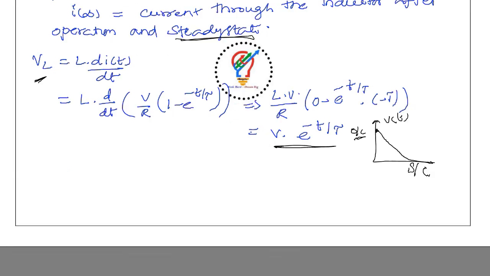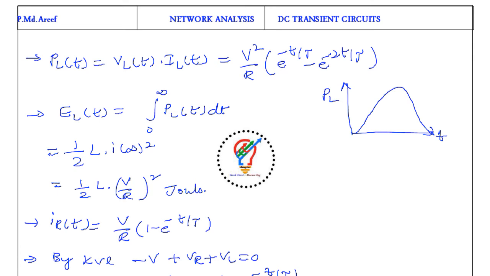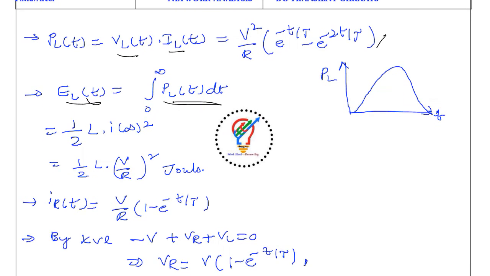Now, power across the inductor. So VL of t, IL of t. We derived these two formulas, and from this we get this equation. Again, we can observe that power is decaying 2 times faster than the charging of the capacitor. Sorry, the inductor. EL of t is nothing but the integration from 0 to infinity of PL of t into dt. So from this condition, we get the energy across the inductor as half L into (V by R) square.